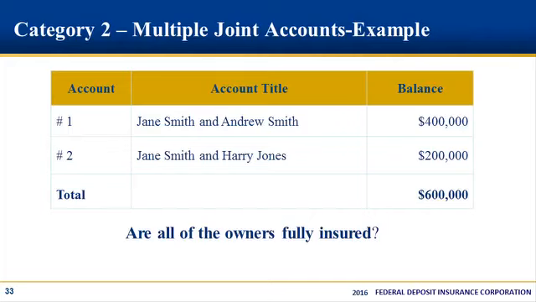Here you see two joint ownership accounts opened at the same bank. Are both of these deposits fully insured? Well, our first account is owned by Jane Smith and Andrew Smith with an account balance of $400,000. Our second account has Jane Smith as the owner, with Harry Jones as the co-owner with her. The second account has a balance of $200,000. So, are all of the owners fully insured?